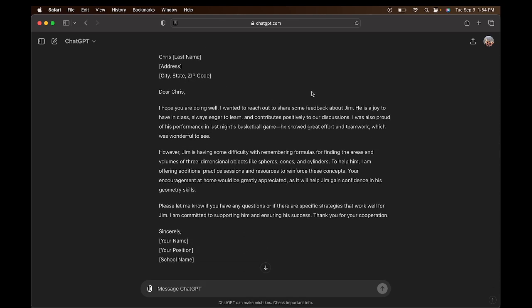It still has the same key stuff that I wanted in there, telling how proud I was of his performance in last night's basketball game, his trouble with finding volume and areas. It mentions that I'm offering additional practice sessions, which I didn't explicitly say, but that's usually true for me. And in the first prompt, you can actually mention, and I'm going to show this here in a second, you can actually mention, hey, I'm doing practice sessions at X time.